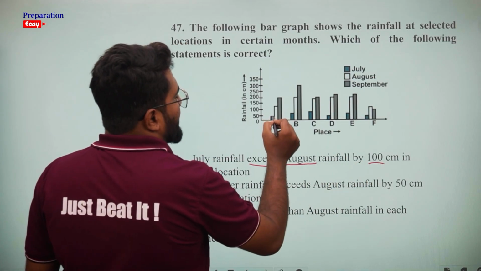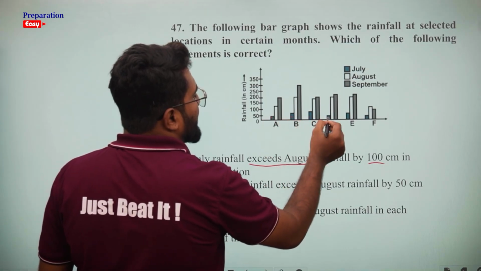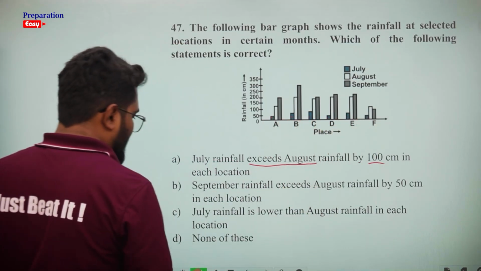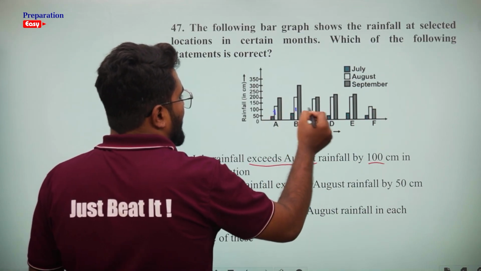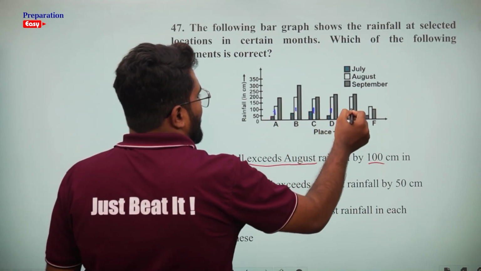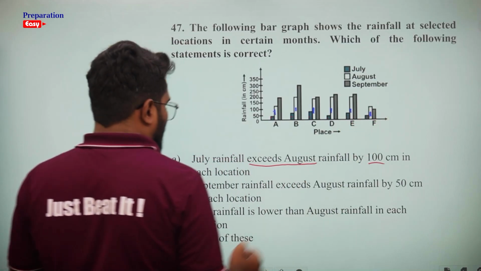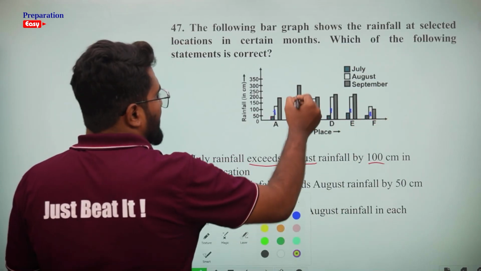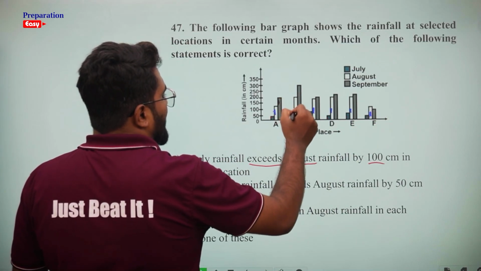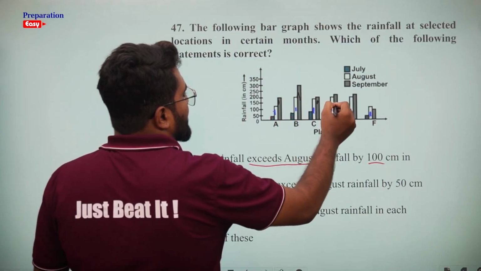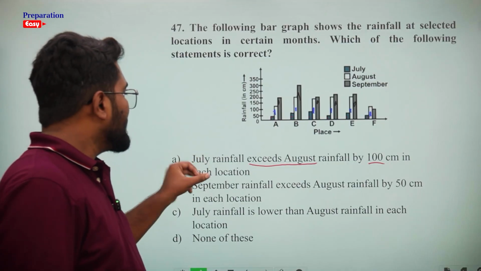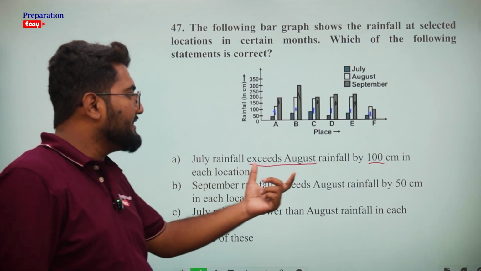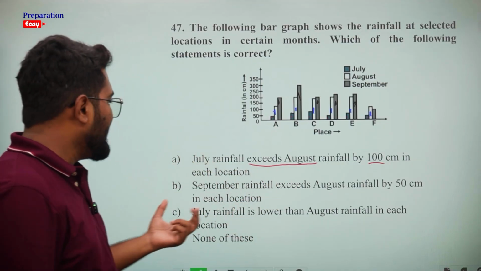This is July. This will be the August one. The blue will be August. At last, I will mark this by black one. The black one will be September. Okay. So what it had said, July rainfall exceeds August rainfall by 100 centimeter in each location.